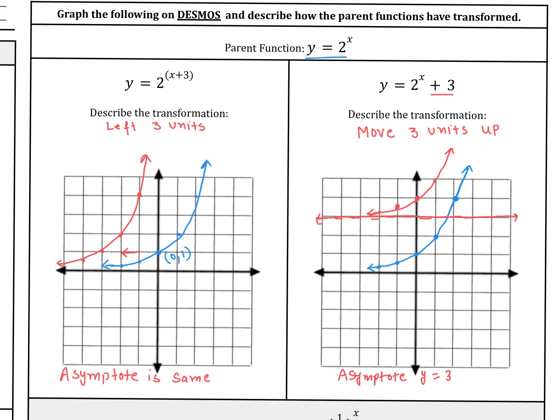So anytime the graph is moved left or right, your asymptote does not change. The asymptote stays the same for all the movement left and right, but the asymptote does change when you move the graph up or down. So if the graph is moved up 3 units, this line is moved up 3 units. If the graph is moved 3 units down, then you're going to move this line 3 units down.